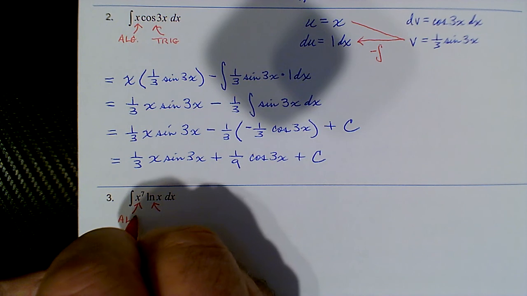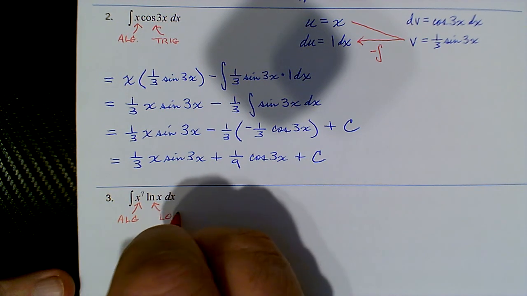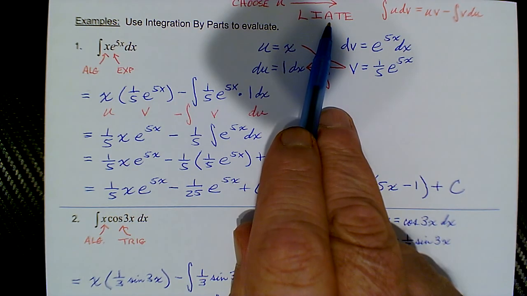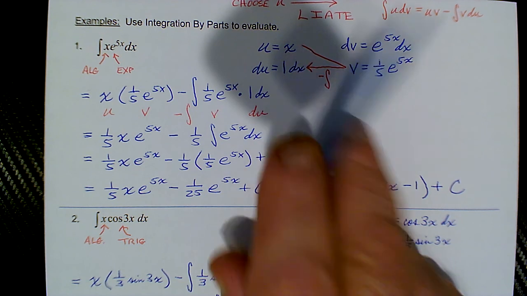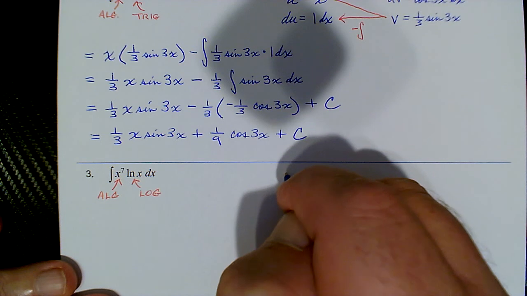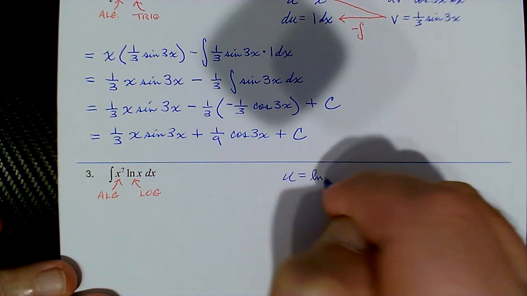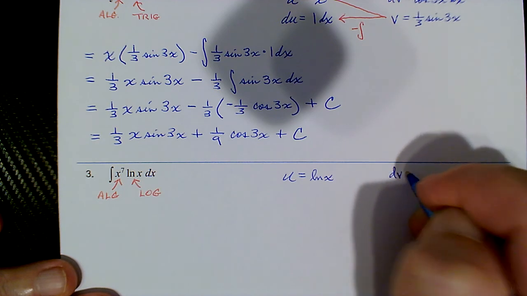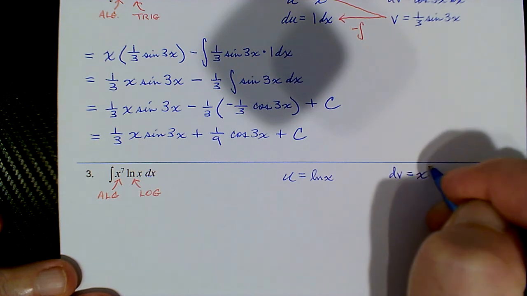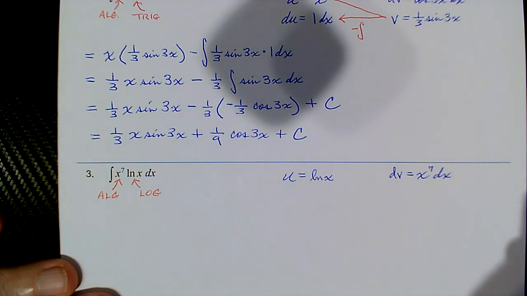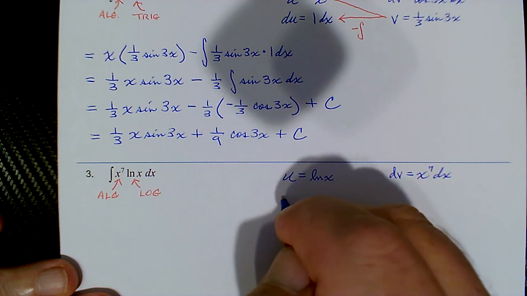So we classify x to the 7th algebraic, natural log of x logarithmic, and now according to LIATE, again our little acronym here, it says to choose u to be the log. So again, the structure of the solution: one column with u, which is the natural log of x in this case, du directly underneath, leave some space, another column with dv, which is x to the 7th in this case, and with the dv, always associate the differential dx.